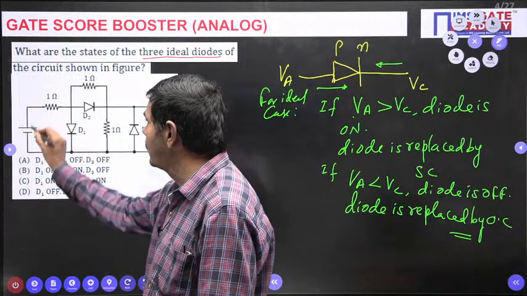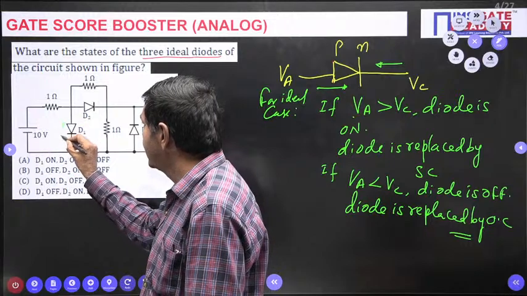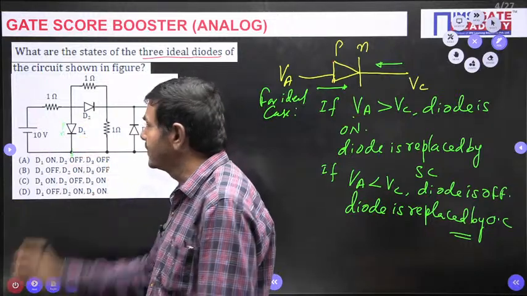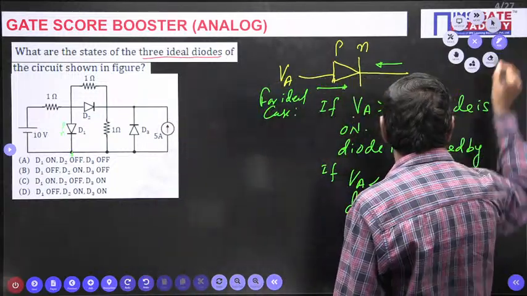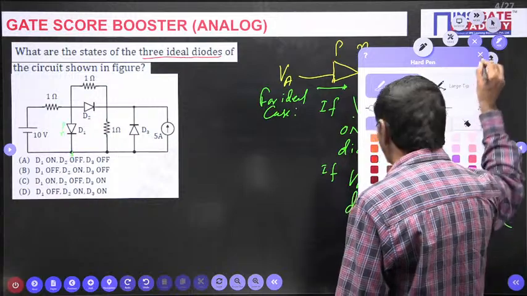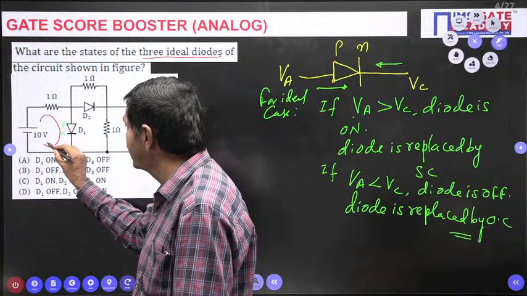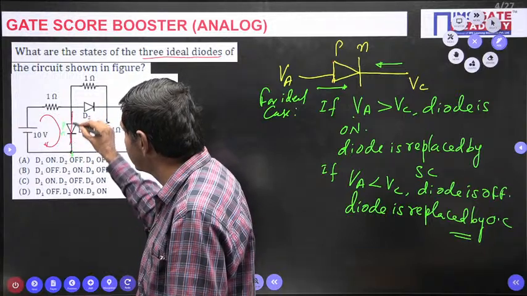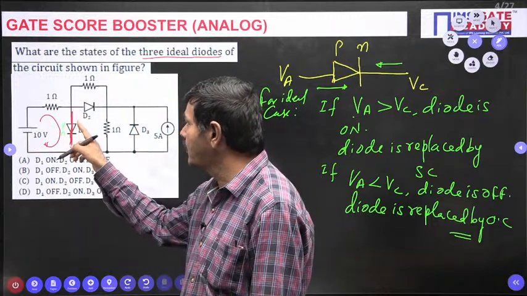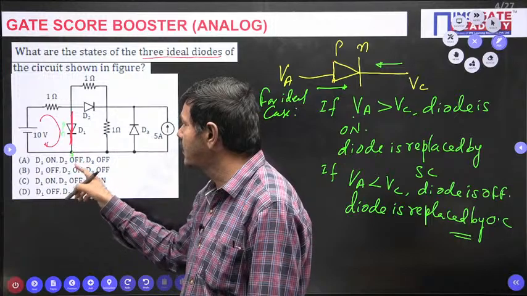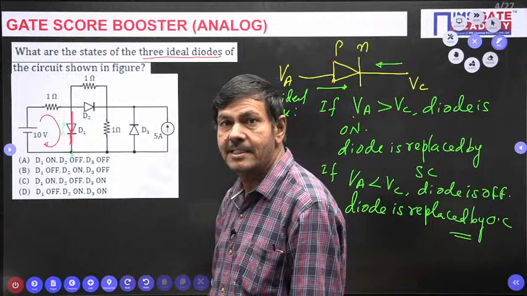This is with 10 volts, it is connected here. Positive potential is connected to the P-type material. N-type material will be connected to the ground only one side. Now the diode is on or off. If I ask, anybody can say this is forward bias, so it must be on state only. Anode potential is 10 volts, cathode potential 0, this is on. I can write clearly now, D1 is on here.